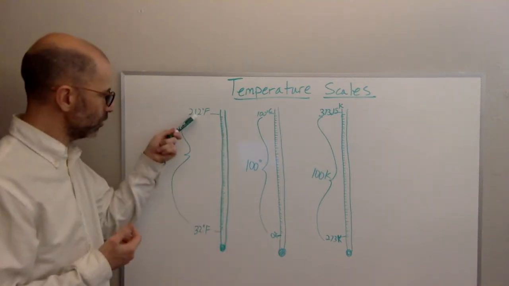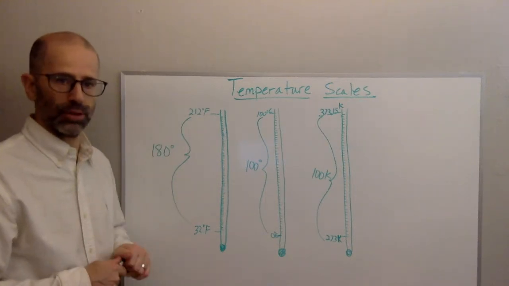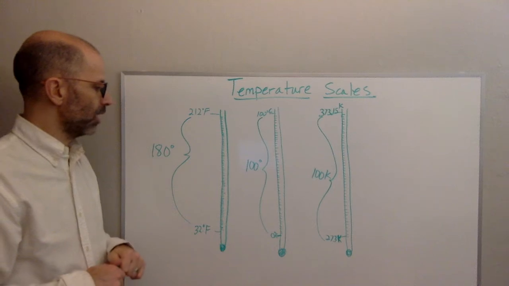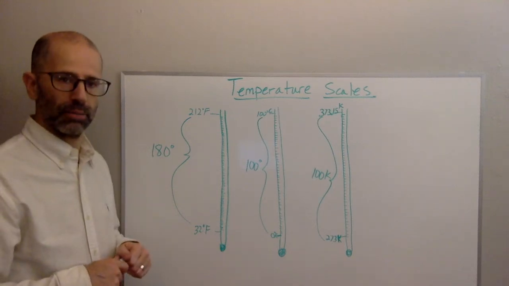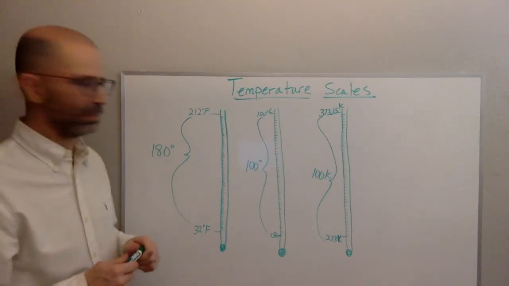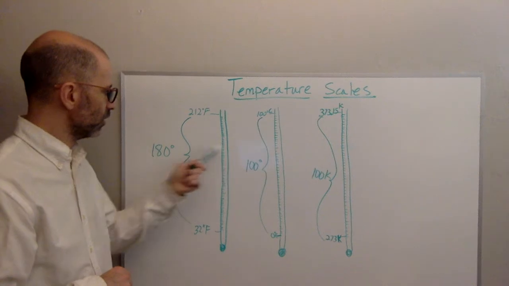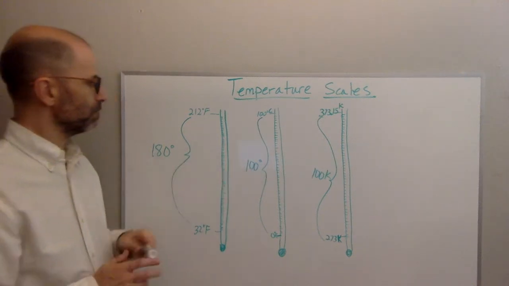Again, why 212 and 32? Probably there are historical reasons for that, and I'm curious to find out why. I should have looked it up before this video. So those are the main differences.